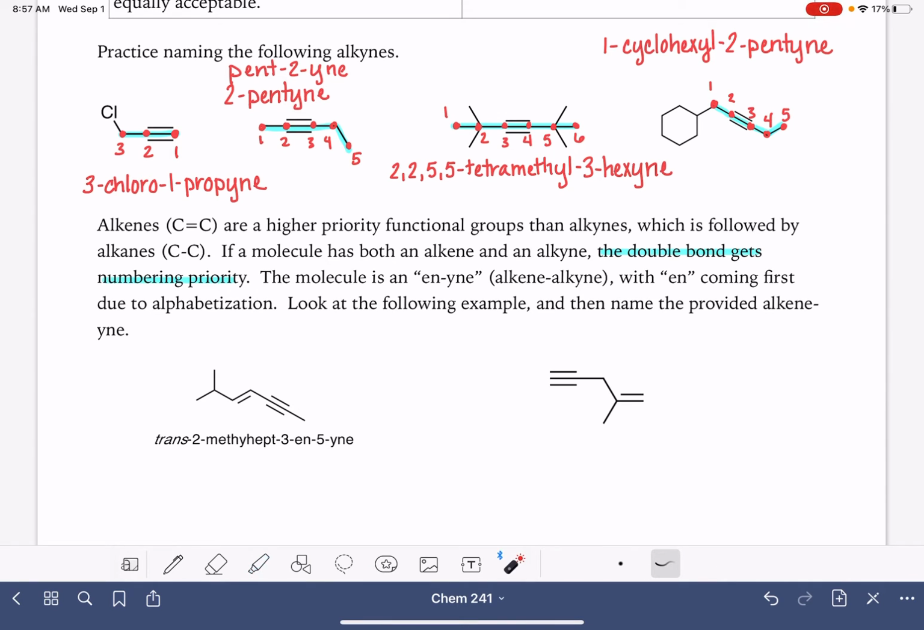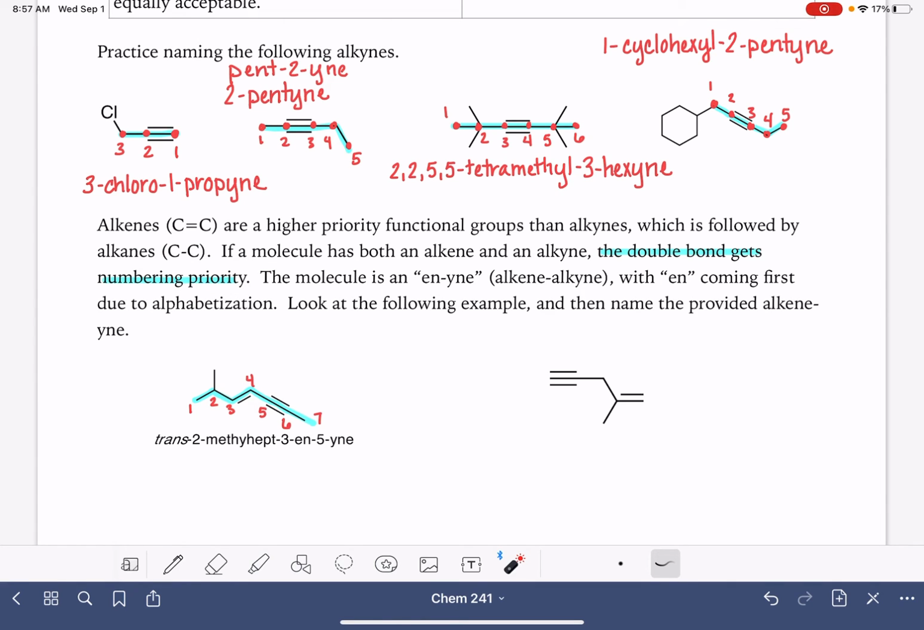So let's just take a look at that piece right here. For this molecule, here is our longest carbon chain, and our goal is to give the double bond the smallest possible number. So if we go from left to right, it's going to be on number 3. If we go from right to left, it's going to be on number 5. So we would want to number this in this way. Now, again, this is because the double bond has priority. It's more important than the triple bond, so it gets the smaller number.